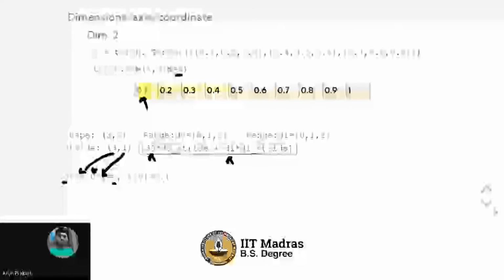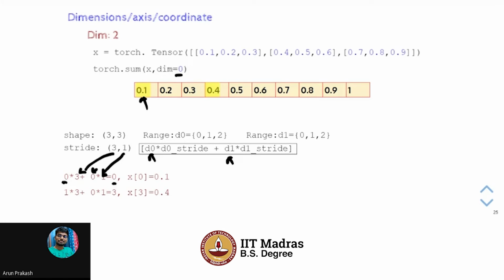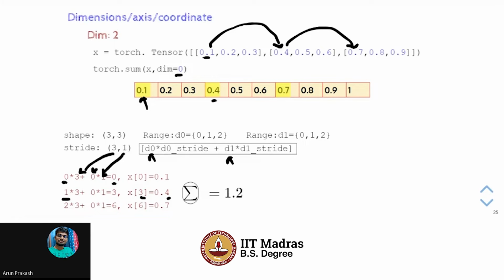I'm going a little bit faster. D0 is increased, so you get x of 3, which is 0.4. This element is accessed so that I can add it. Even if you add column-wise, you take this 0.1, add it with this 0.4, and then add it with this 0.7, which happens if I increase D0 to 2. Now I add these elements, then I get 1.2. So I create a new array and put 1.2.